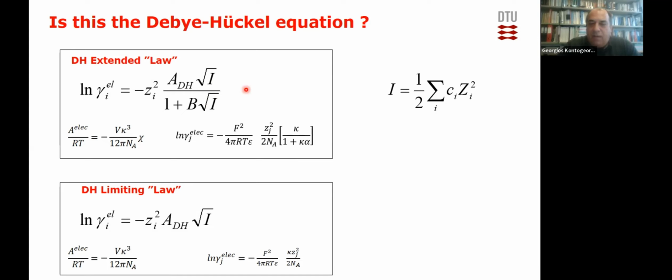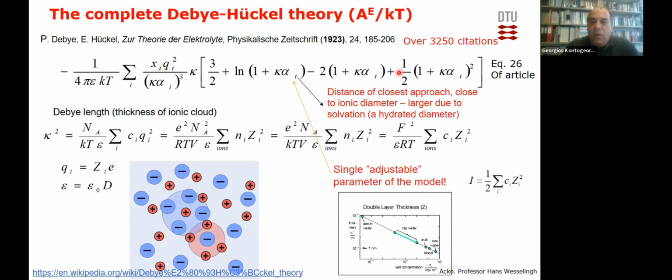They are valuable in certain applications, but they are simplified versions of the complete form, which is given for the electrostatic contribution to the Helmholtz energy here. This is the equation that is presented in the 1923 paper of Debye and Hückel. And this is the complete equation that has a single parameter alpha, which is the distance of closest approach.